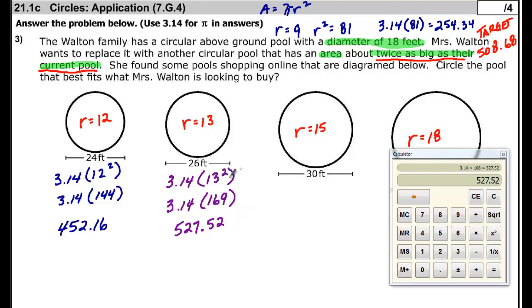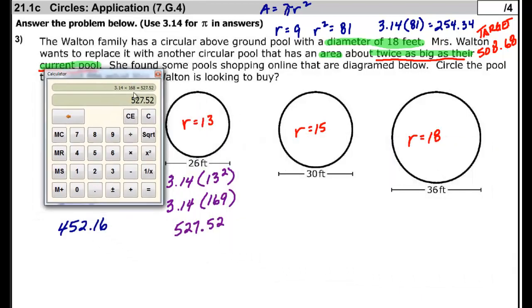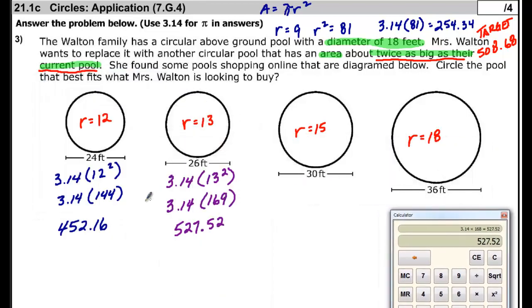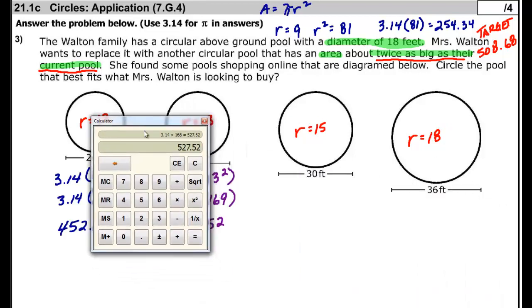Well, that's closer to 508. 508 is closer to 527 than it is to 452. And we've actually gone past it now, which tells us these next two circles are going to be too big. We're going to figure their area anyway, but logically, if this is too small and this is too large, and we're trying to find the closest, bigger things are going to get even further away. Let's do them real quickly, though, just to double check ourselves.